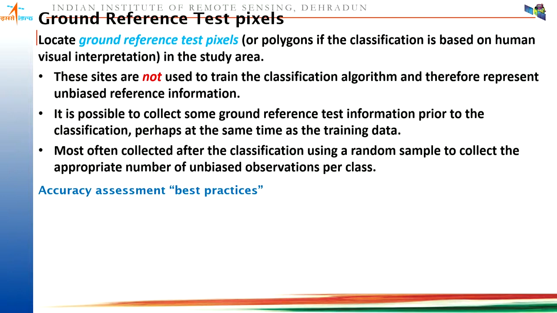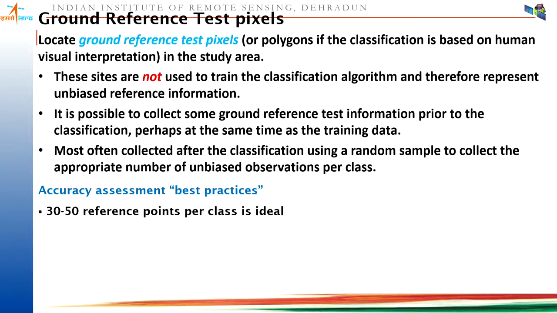manner. Random means no fixed rule is there. Randomly it will be collected throughout the image. Many samples are collected. Now this random sampling we are doing so that unbiased observation per class is achieved.